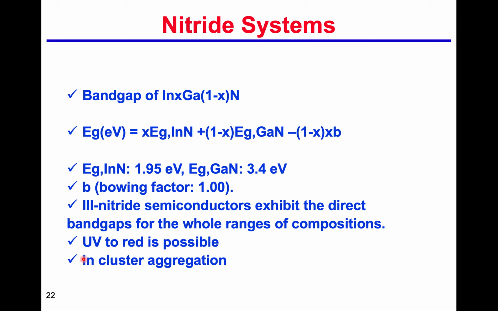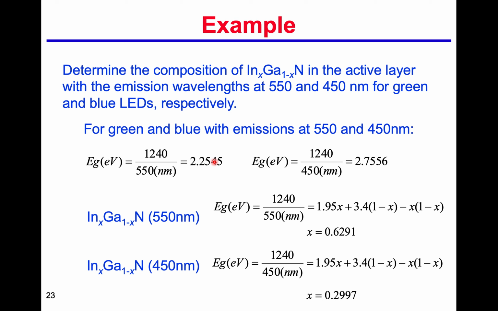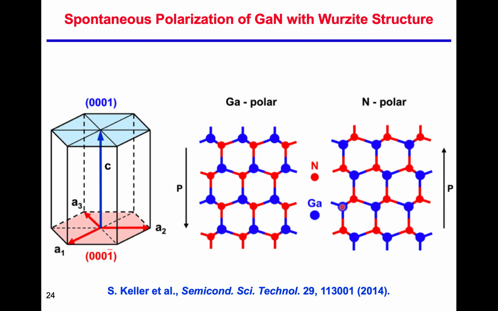But when you go to longer wavelengths, the indium will form indium aggregates. They will form indium clusters due to the indium aggregation. That will be an issue, and that also limits the nitride system to the blue to green range. Here's an example. You can determine the composition of indium gallium nitride, and they can have different emission wavelengths. So you can see this example.